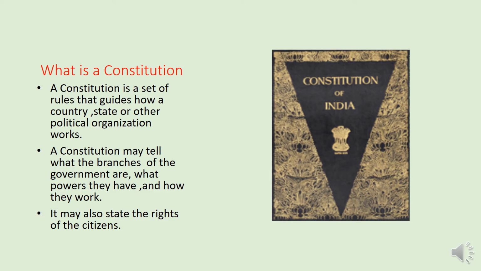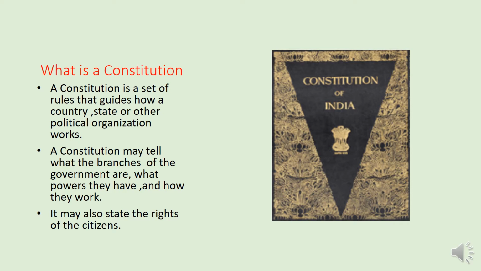What is a constitution? A constitution is a set of rules that guides how a country, state, or other political organization works. A constitution may tell what the branches of the government are, what powers they have, and how they work. It may also state the rights of the citizen.